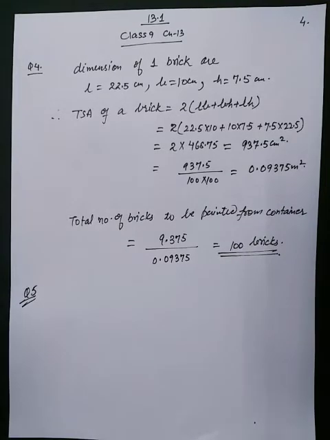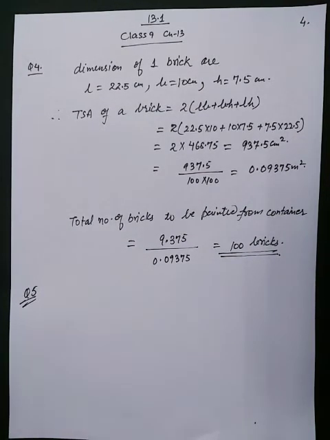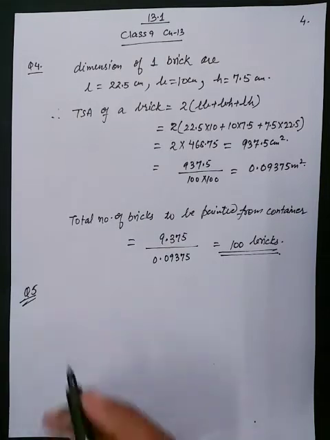Question number 5. A cubical box has each edge 10 centimeter and another cuboidal box is 12.5 centimeter long, 10 centimeter wide and 8 centimeter high. It means there are two boxes. One is cubical and another is cuboidal. And we have to find which box has greater lateral surface area and by how much, and which box has smaller total surface area and by how much. It means we have to find the CSA and TSA of both of the boxes in this question.